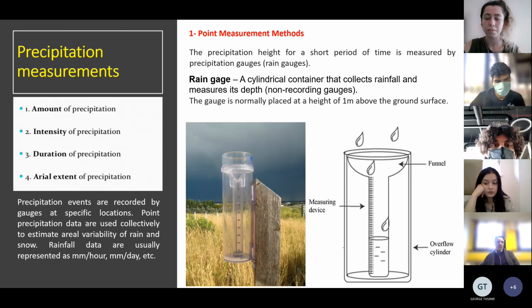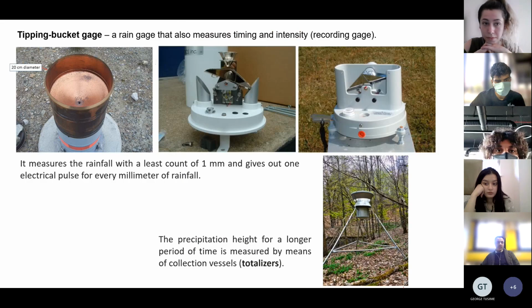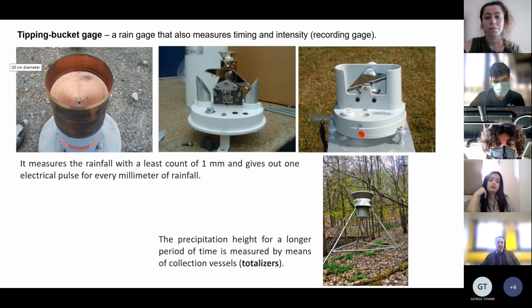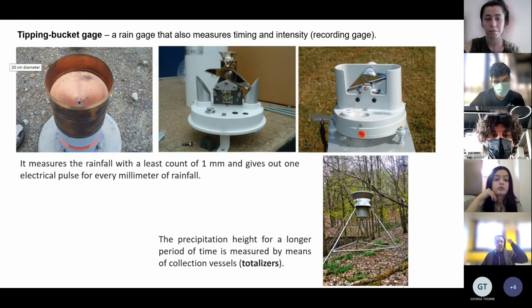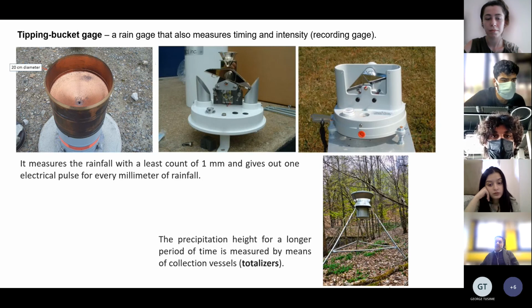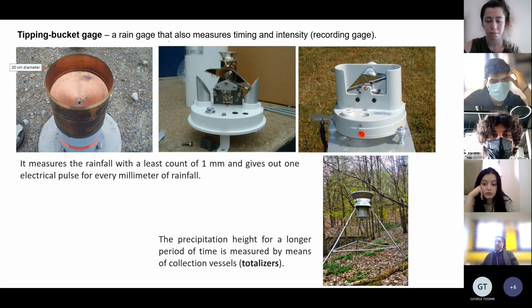Therefore, we say it is non-recording gauge. We also have recording gauge that is commonly used nowadays in modern cities, modern meteorology stations. Meteorology stations are places where we measure rainfall and some other meteorological variables. It is called a tipping bucket gauge. This is a tipping bucket gauge, a rain gauge that also measures timing and intensity. Therefore, we say it is a recording gauge.